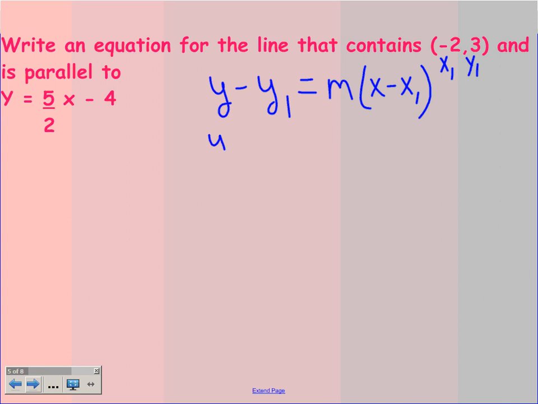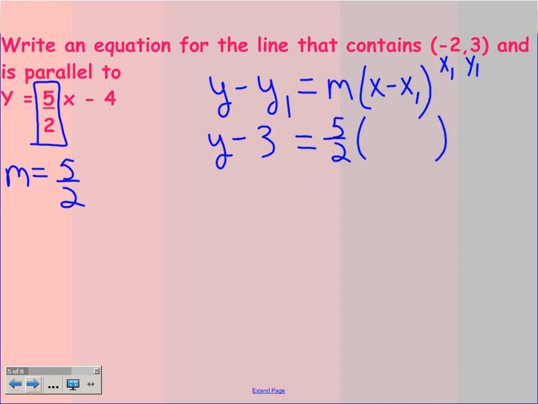Remember that the equation calls to subtract. The value of our y coordinate is 3. As far as the m is concerned, I can go back over to the equation and identify m, which is 5/2. 5/2 is our m value. So I'm going to go ahead and substitute that into the equation. We're just picking it apart. And then x minus, of course, my x1 value is negative 2.